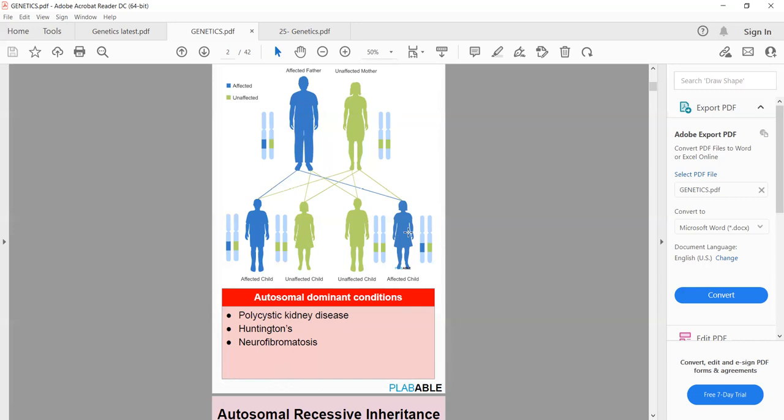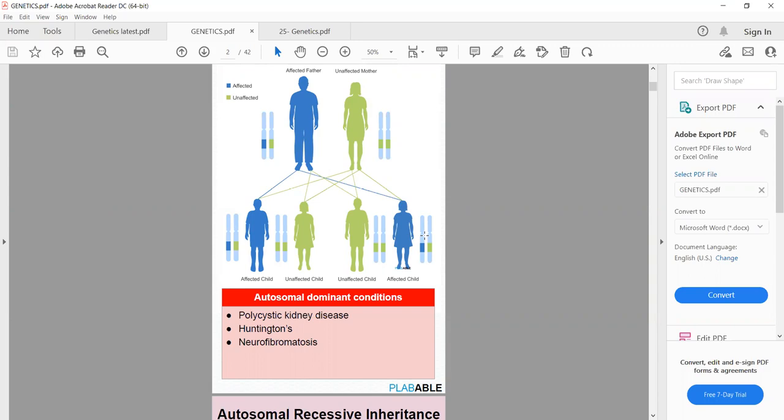Are you following me? Right. Yes. So out of these 16 grandchildren, only four will be affected, two by this person and two by this person. So out of 16 grandchildren, only four will be affected and 12 will be normal. Right. So 4 out of 16 is 25%.